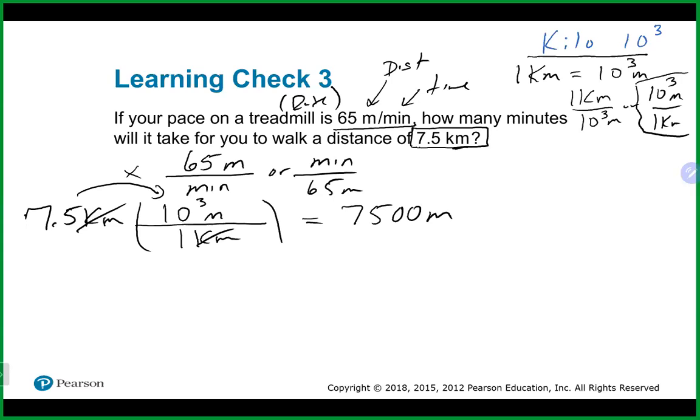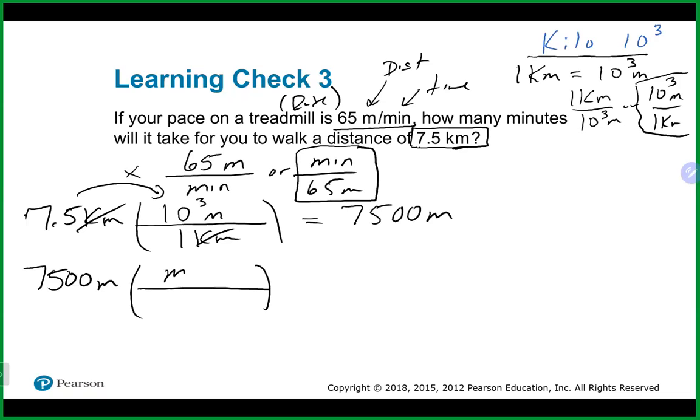So now that we have the distance in meters, that's going to allow us to use our conversion factors to really answer the question, to go from distance to time. And if we just think about units here, 7,500 meters, once again, we want to get rid of meters. So we will use the conversion factor here on the right to do so, which puts meters in the opposite location. That leaves me with minutes and 65 meters. The meters here will cancel. We're basically going to take 7,500 and divide it by 65. That will give us 115.3846154.